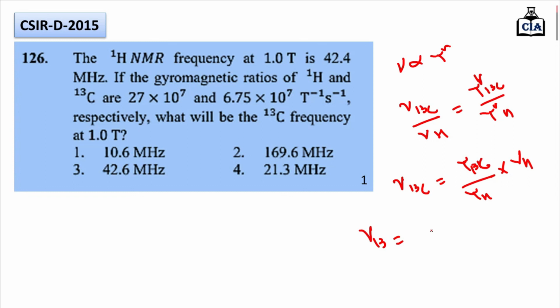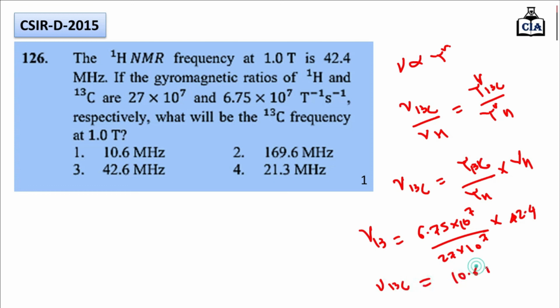So the gyromagnetic ratio for carbon 13 is 6.75 into 10 to the power 7, divided by 27 into 10 to the power 7, into 42.4. If you calculate this value, you get the frequency for carbon 13 nuclei equal to 10.6 megahertz. So option A, answer 1, is the correct answer.